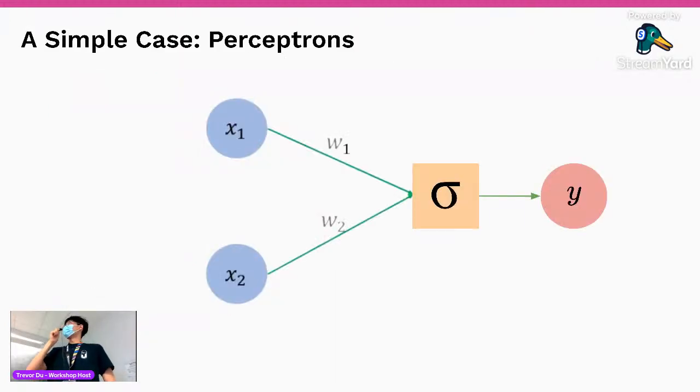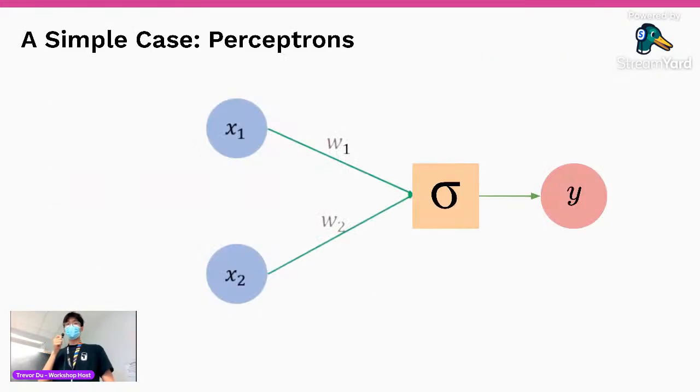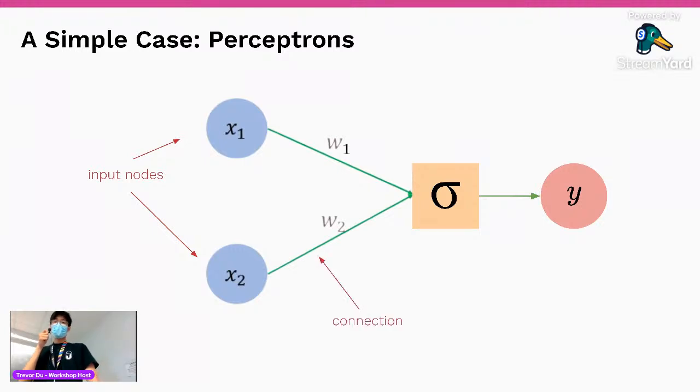We'll be taking a look at a simple case first. So this is a perceptron. What we saw before was a multi-layer perceptron. This is just a perceptron. And I'll explain the weird box in a bit. So a bit more terminology. The blue ones are called input nodes. So they take an input number and they pass it to the network. The green arrows are called connections. The red circle is called the output node, because that's where we get our output.